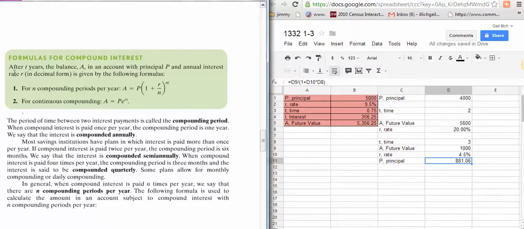The values compound. So basically, we just have to understand that we have 2 new formulas that we're going to use with our spreadsheet. It says after T years, the balance A in an account with principal P and annual interest rate R in decimal form is given by the following formulas.